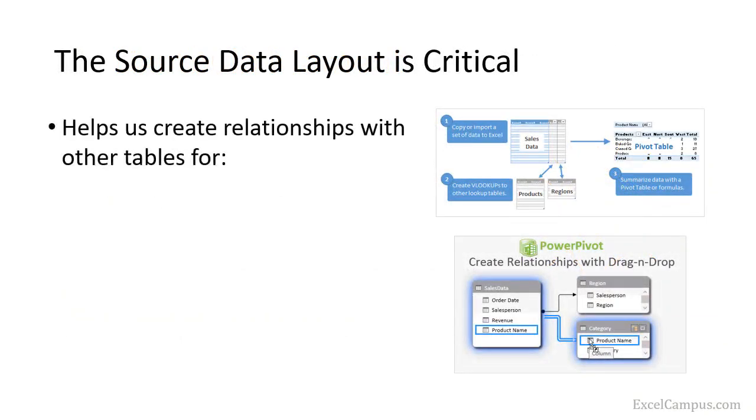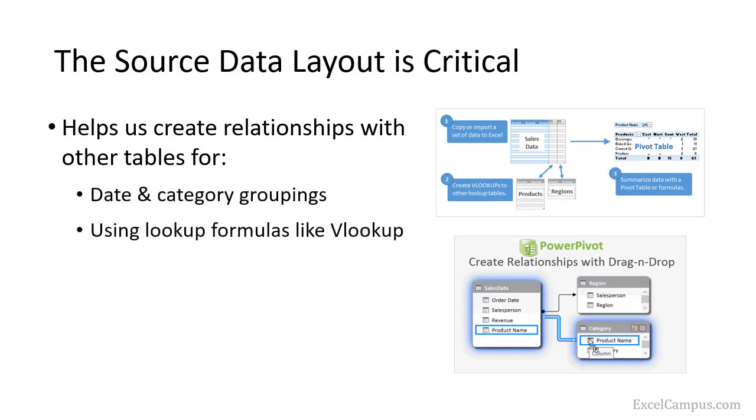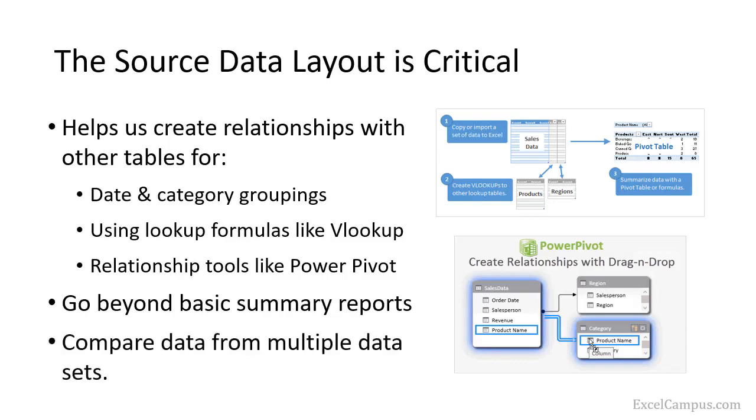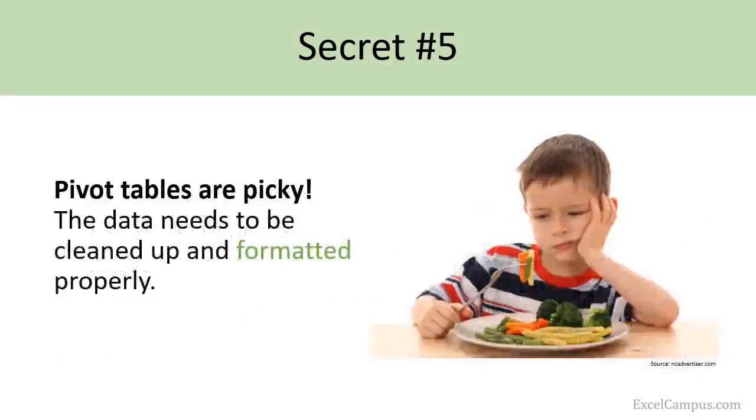And this helps us create relationships with other tables for things like date and category groupings, using lookup formulas like VLOOKUP. You can also create those relationships with Power Pivot and go beyond the basic summary reports that we've seen today. There's a lot of things we can do with pivot tables. We can even compare data from multiple data sets. So a ton of things. Pivot tables are really the magic and the power behind all kinds of data tools and business intelligence tools. And so understanding this theory.